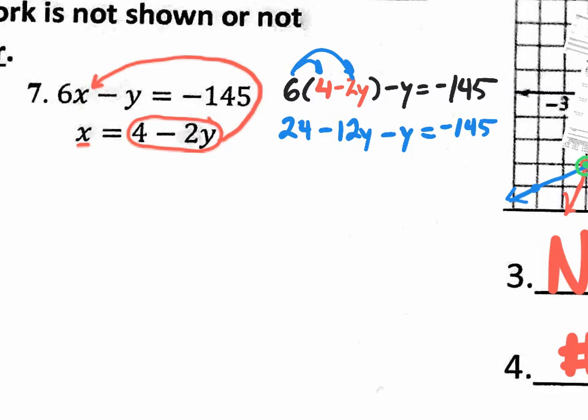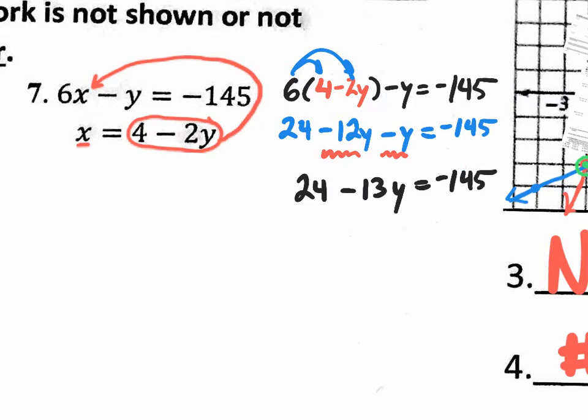So we've distributed. We also need to combine like terms. So I want to combine this negative 12y with this negative 1y. It's like if I owed somebody $12 and I owe them $1 more. My new equation will be, let me bring down the 24. But again, I owe 12, I owe 1. I'm going to owe 13 of those y's. And then it equals negative 145.